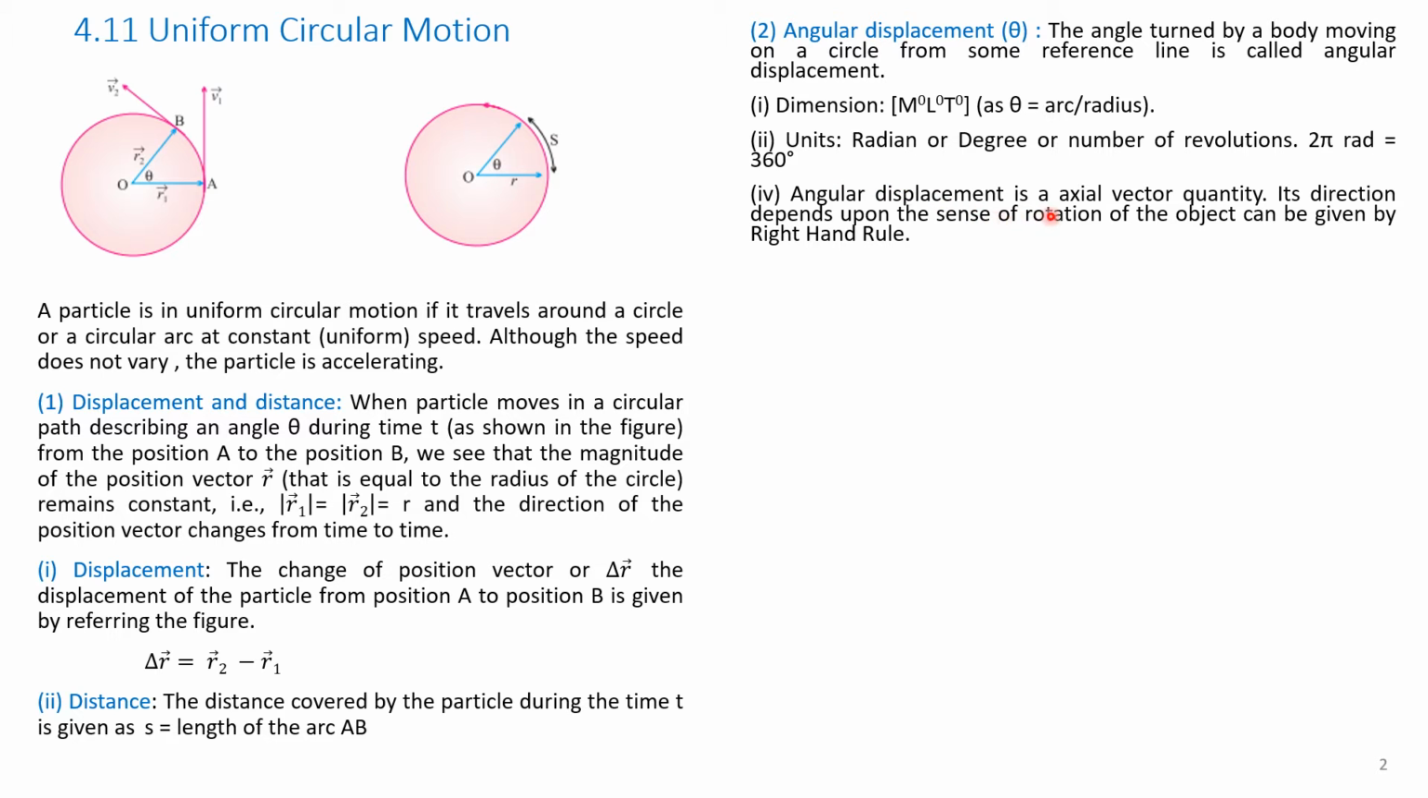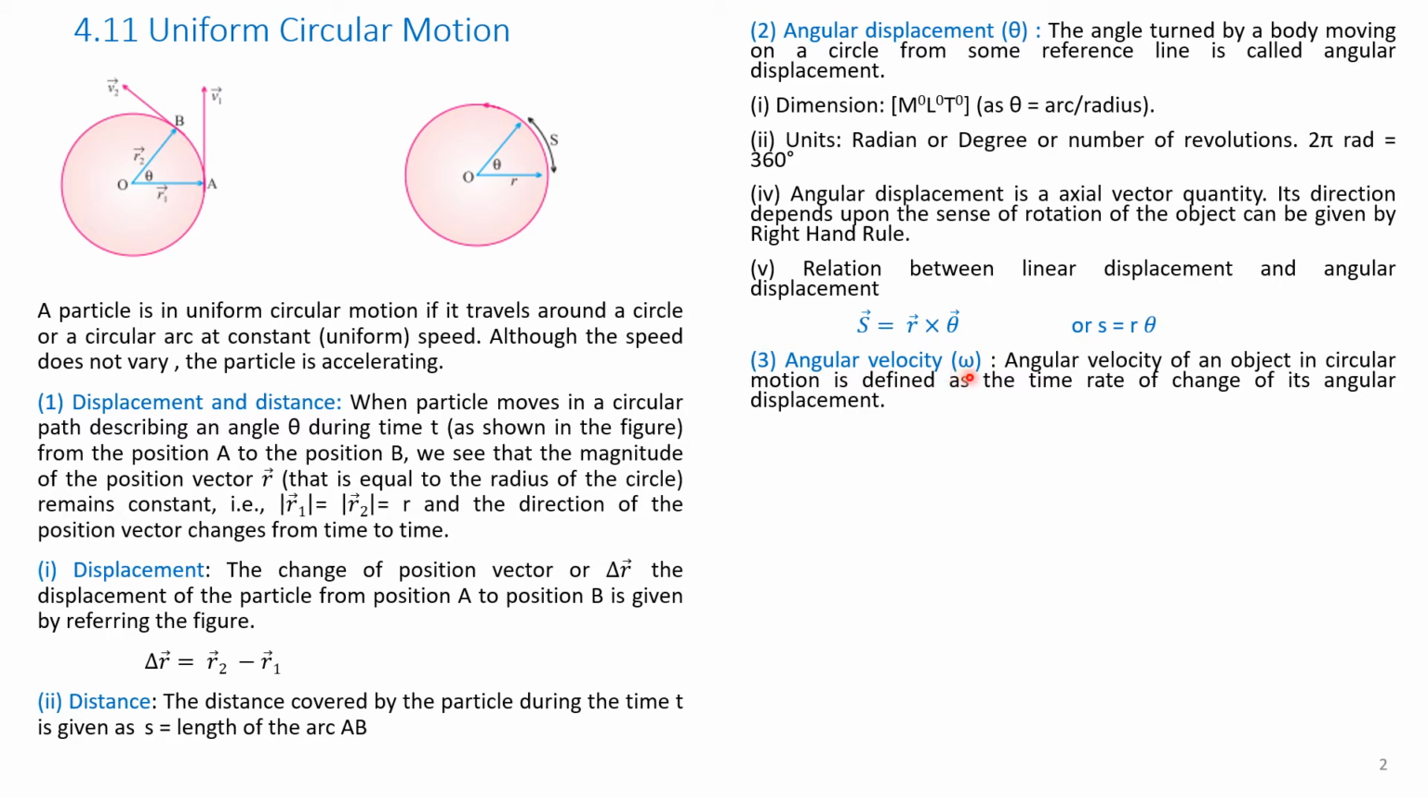Angular displacement is an axial vector quantity. Its direction depends on the sense of rotation of the object and is given by the right hand rule. Relation between linear displacement and angular displacement. Linear displacement S is given by R cross theta, where R is the radius, and all the three items are vectors. The magnitude is S is equal to R theta.